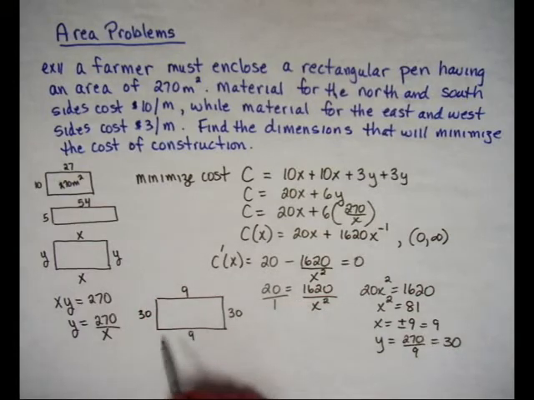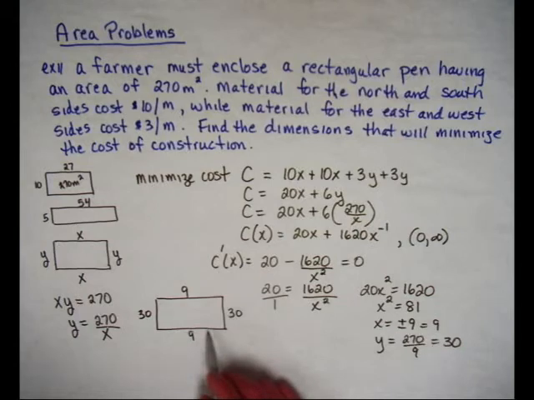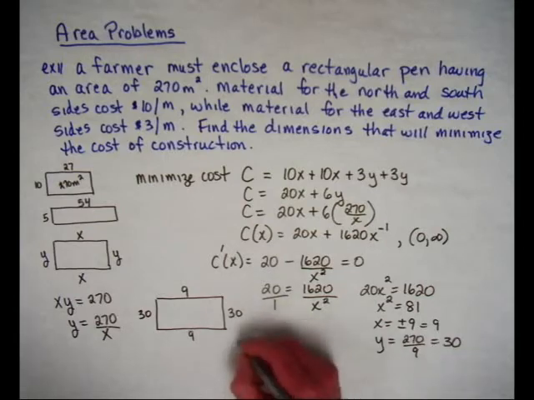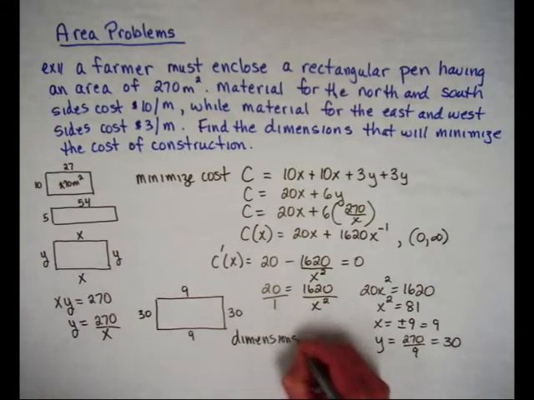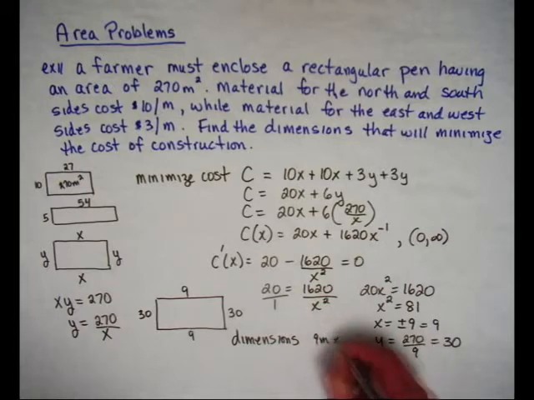It makes more sense that you'd want to have shorter front and back because they're a higher cost. And it turns out that that's what the farmer should build, a fence that's narrower on the front and longer on the sides. And again, I didn't draw that very well. I apologize for that. So the dimensions would be 9 meters by 30 meters.